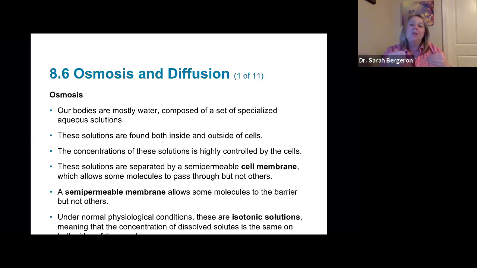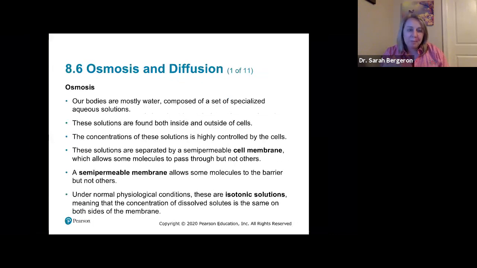And our cell membrane is what we call semi-permeable. So some things can get across just by diffusion and some cannot. The things that are barriers, right, is that phospholipid bilayer. Some things can cross the phospholipid bilayer without any help, and some things need help. And so under physiological normal conditions, we say that these solutions are isotonic. So if something is isotonic, what's on the outside is equal to what's on the inside.